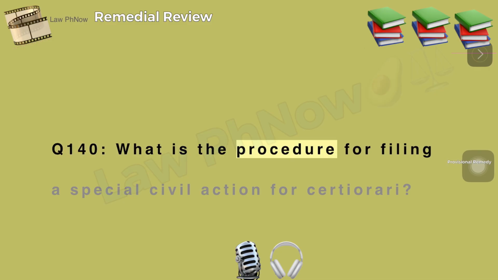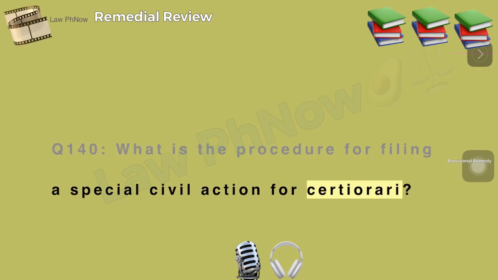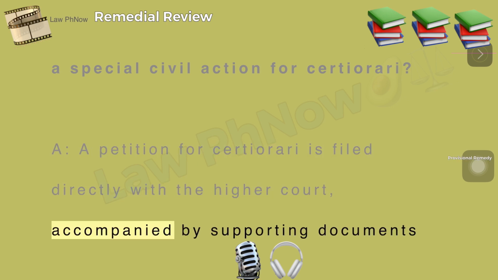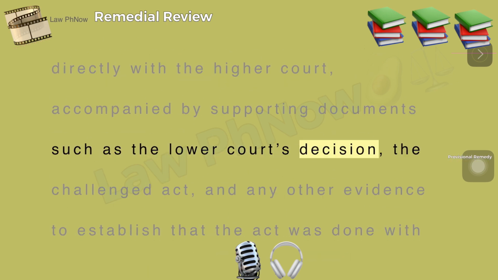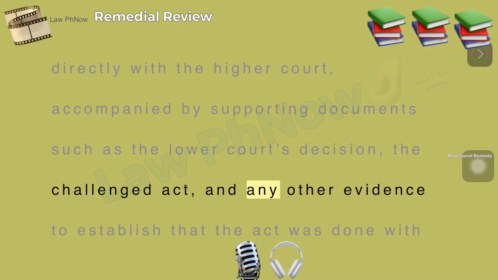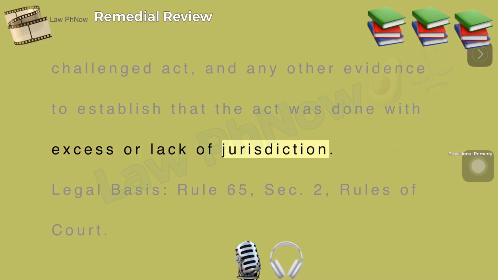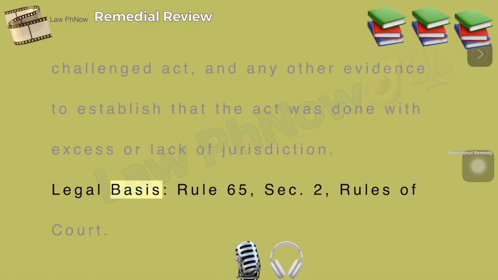Q140. What is the procedure for filing a special civil action for certiorari? A petition for certiorari is filed directly with the higher court, accompanied by supporting documents such as the lower court's decision, the challenged act, and any other evidence to establish that the act was done with excess or lack of jurisdiction. Legal basis, Rule 65, Section 2, Rules of Court.